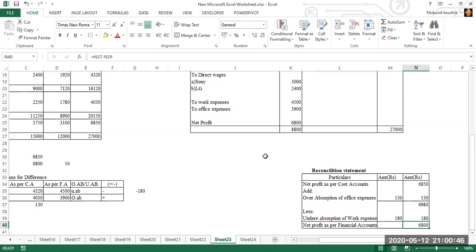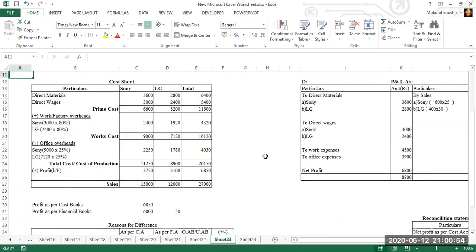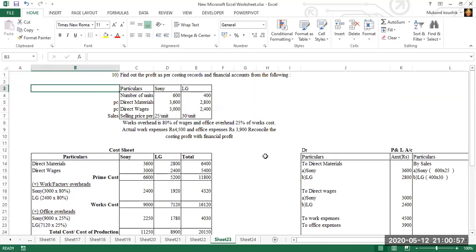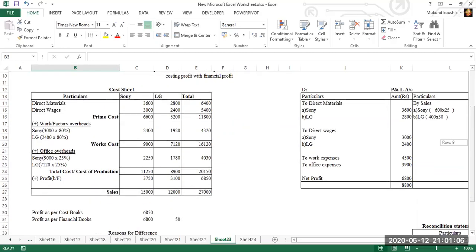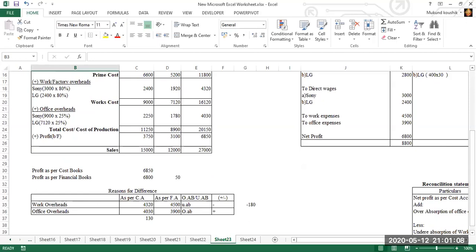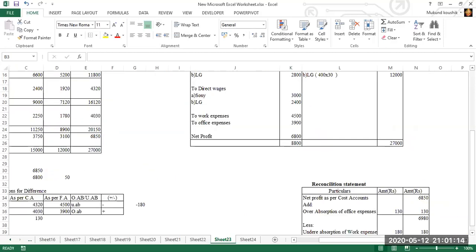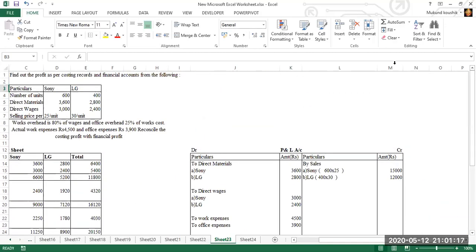So I hope you have understood this problem. It is very difficult for me also to explain without a board, but I have tried my maximum to help you out. So these are the steps you have to follow when they do not directly give you the net profit as per cost accounting and net profit as per financial accounting. You have to prepare the cost sheet and P&L account, find out the profit as per cost accounting and profit as per financial books. Then see in which items there is a difference, and which items you have to add and which you have to deduct, and finally prepare the reconciliation statement. So I hope you have understood. Thank you.